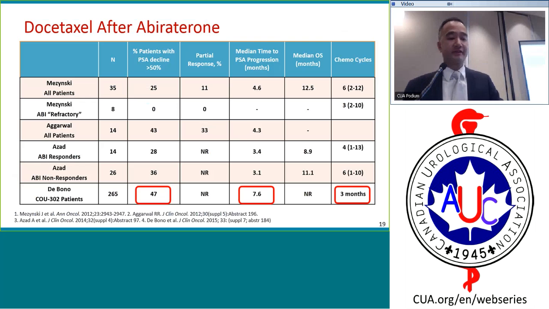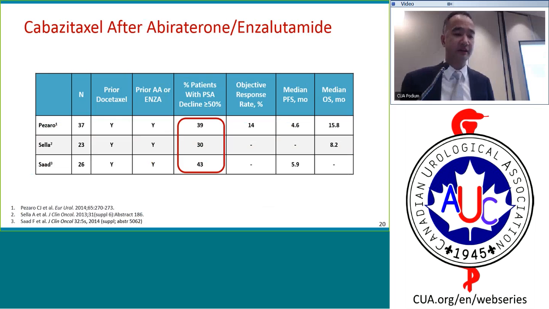If we look at docetaxel after abiraterone, initially there was some concern that in patients that had resistance to abiraterone, docetaxel would not be active. And that's because docetaxel may actually act on the androgen receptor by preventing its translocation by affecting microtubules. However, in a large retrospective study, 265 patients, the PSA response rate with docetaxel after abiraterone was 47%, which is almost exactly what the TAX-327 data was back in 2004, and a median time to PSA progression of 7.6 months. So this was kind of expected.